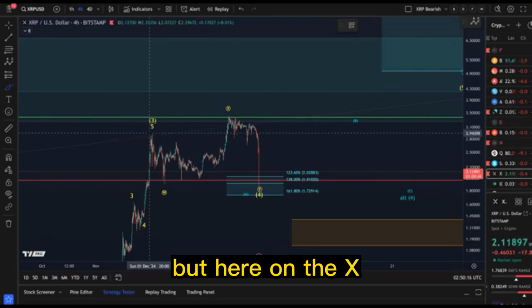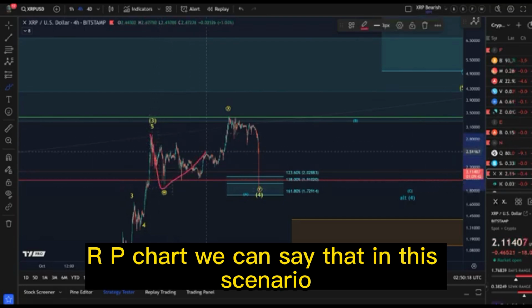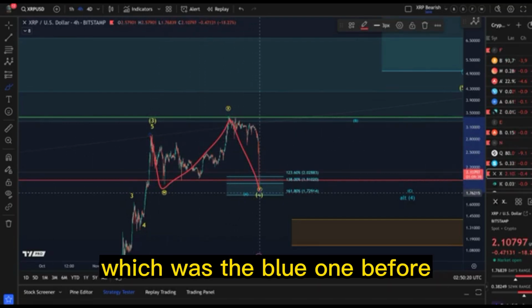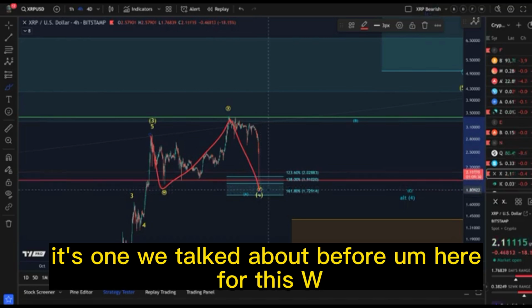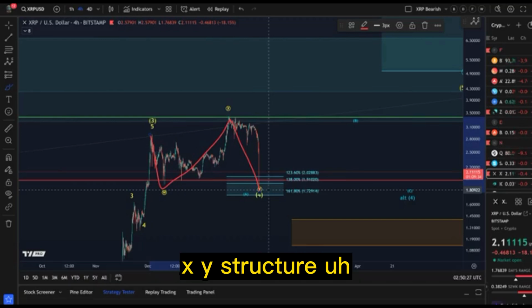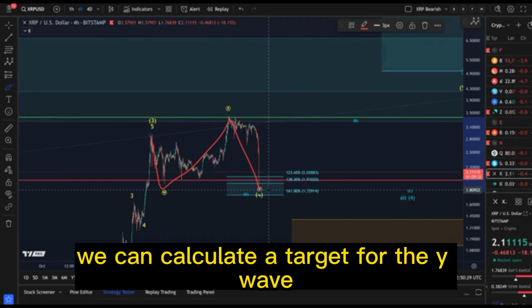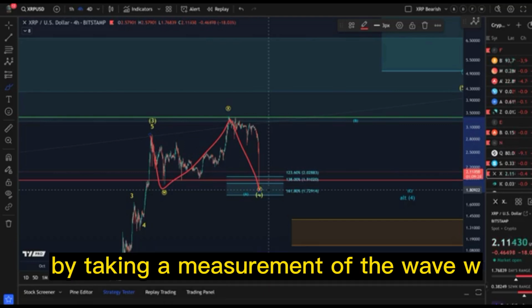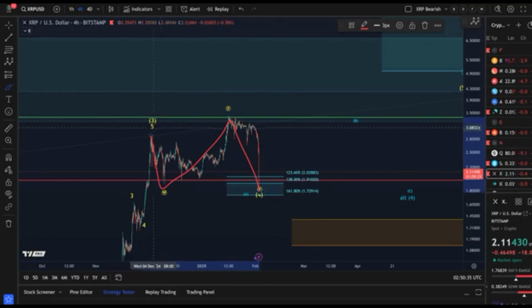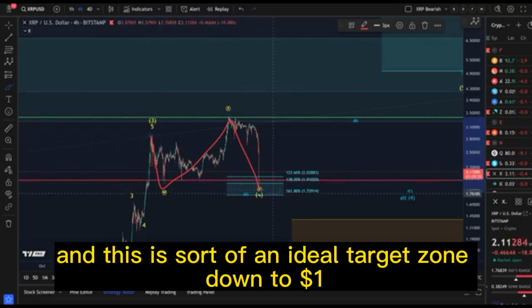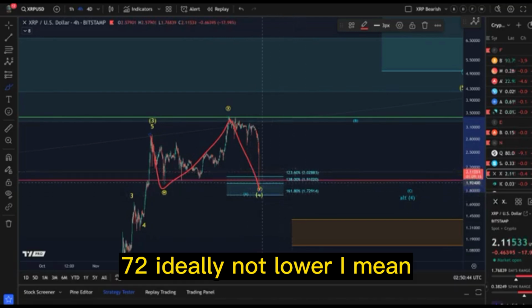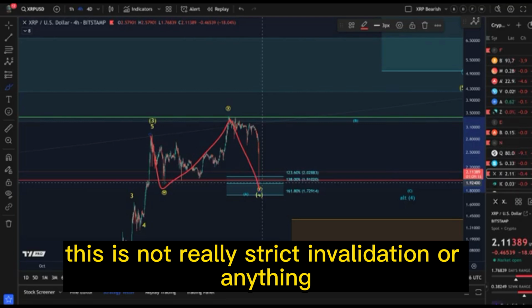But here on the XRP chart, we can say that in this scenario, which was the blue one before, you might remember that it's not a new scenario, it's one we talked about before. Here for this WXY structure, we can calculate a target for the Y wave by taking a measurement of the wave W, and then we compare that to the length of the Y wave, and this is sort of an ideal target zone down to $1.72, ideally not lower. I mean, this is not really strict invalidation or anything.